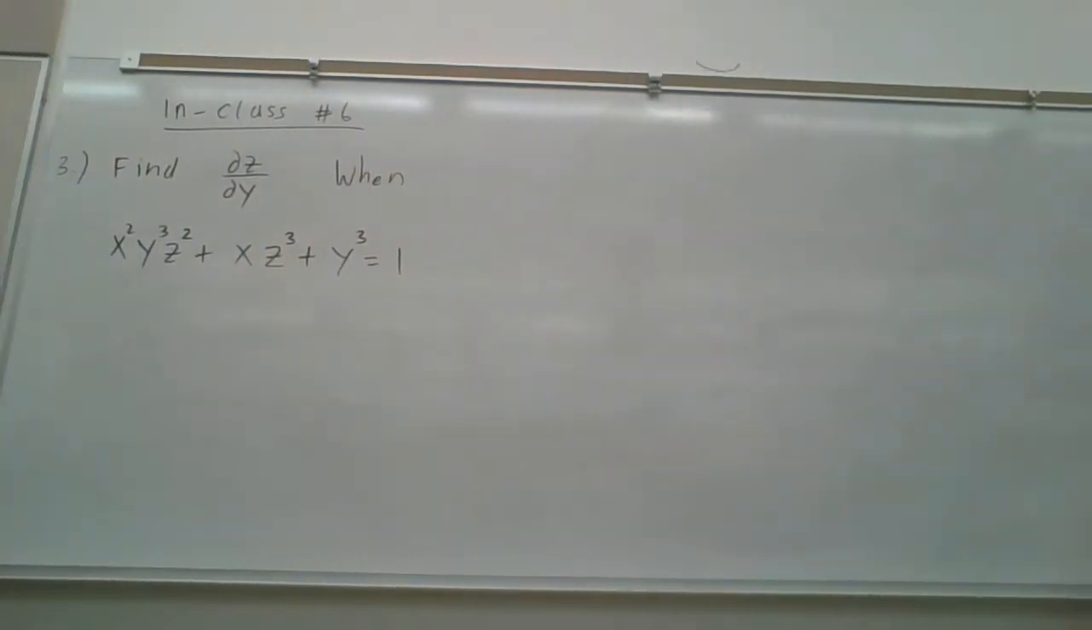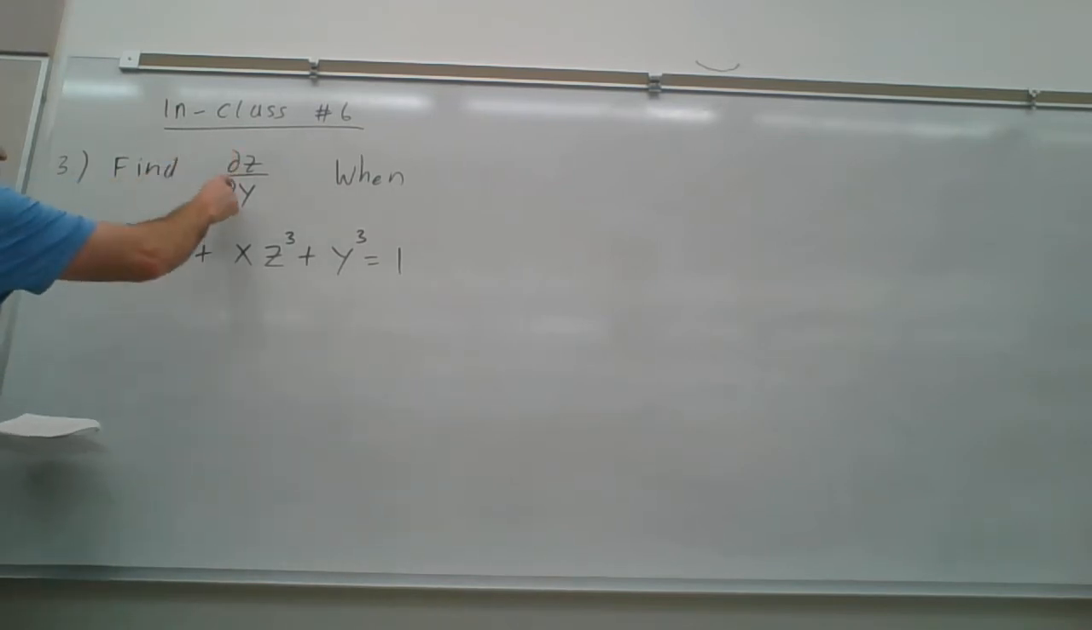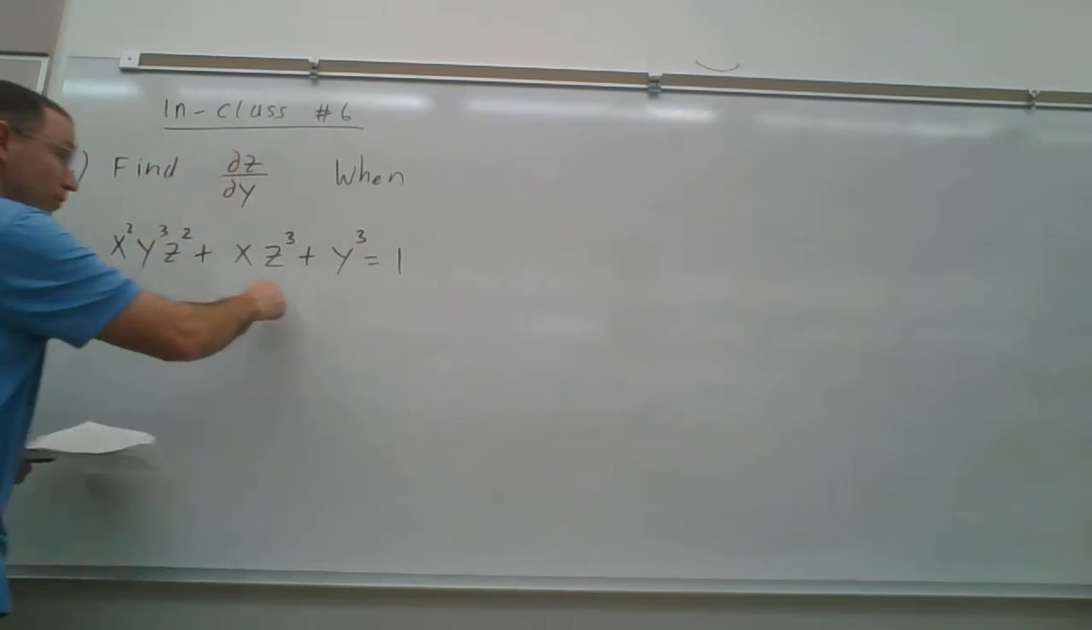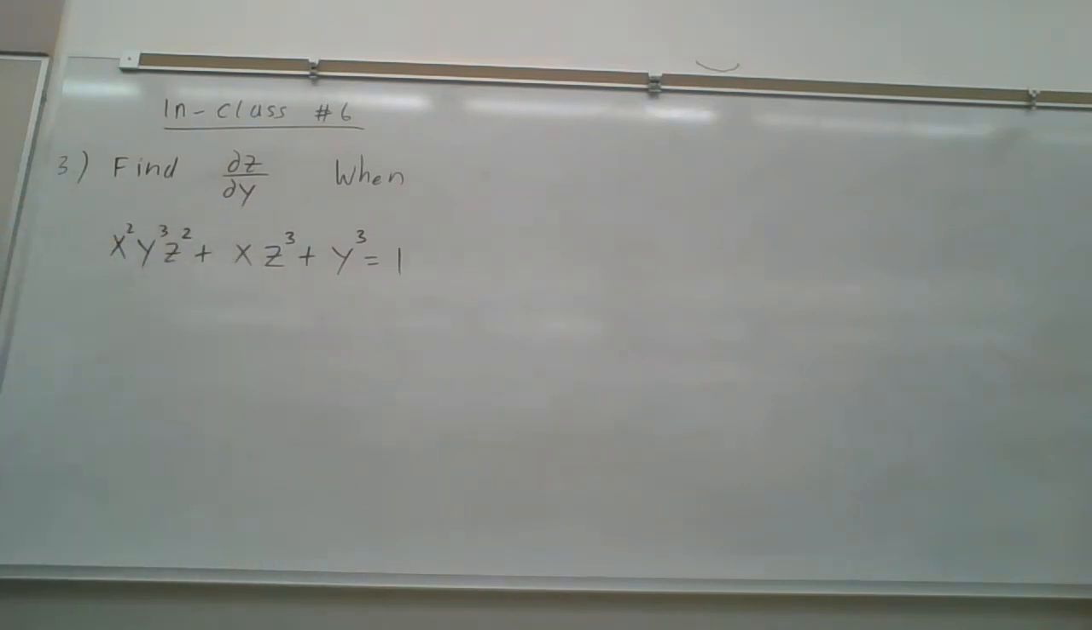Okay, so let's do in class number 6. We define the partial derivative of z with respect to y when you have this equation. It would be difficult; you could try and solve this for z, but we're not going to do that. We're going to use implicit differentiation to answer this.